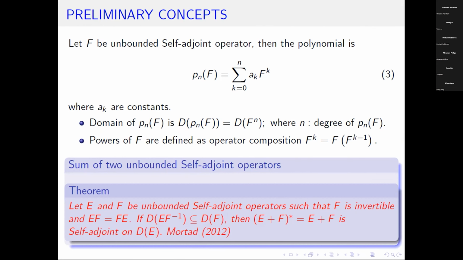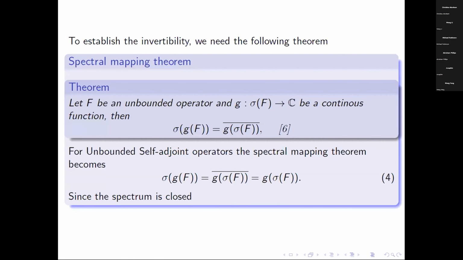That's why we are going to come up with an extension of this result. The first thing is to set up the condition, and this will use the spectral mapping theorem, which says that so long as F is an unbounded operator, and we have a continuous function g from the spectrum of F to the complex numbers, then the spectrum of g of F will be equal to the closure of g of the spectrum of F.